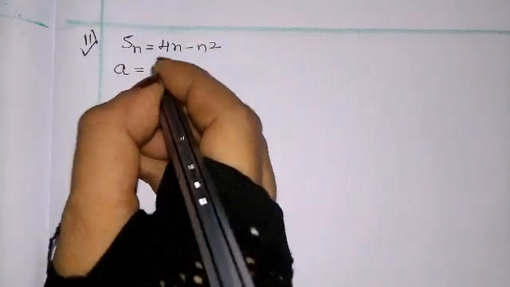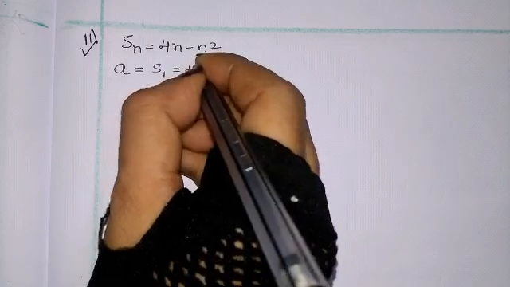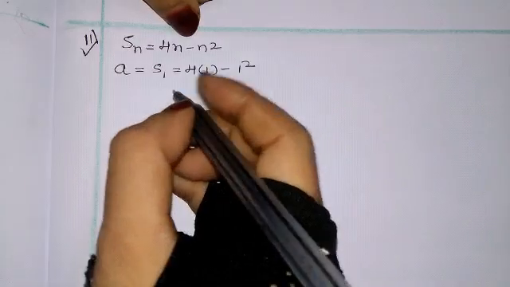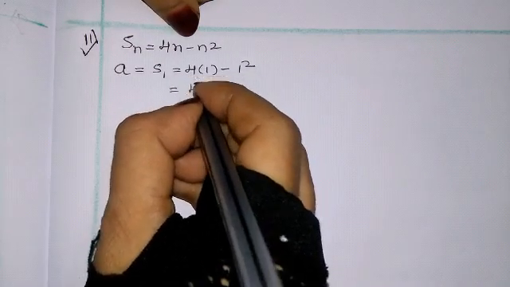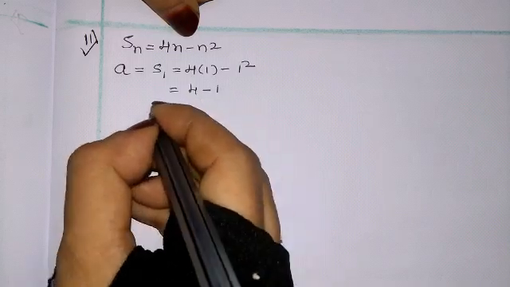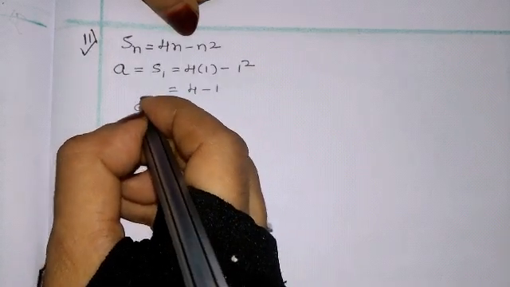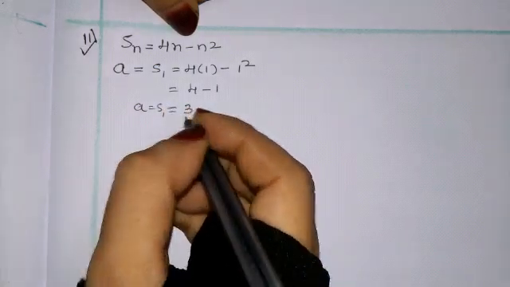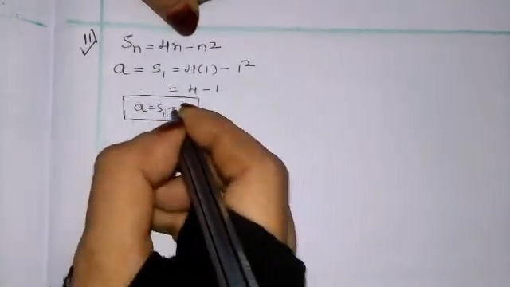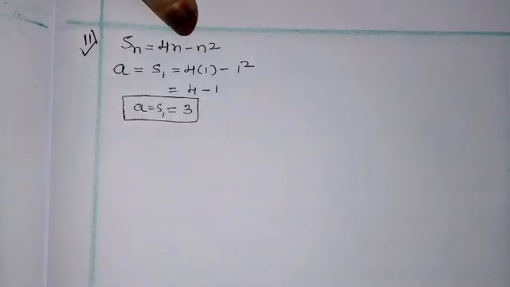First term is A, that is S1 is equal to 4 into n, in place of n I'm writing 1, minus 1 square. So what we got? 4 1s are 4 minus 1, and 4 minus 1 is 3. So first term A, that is S1, is 3. We got the first term. What is the sum of first two terms? They told sum of first two terms.